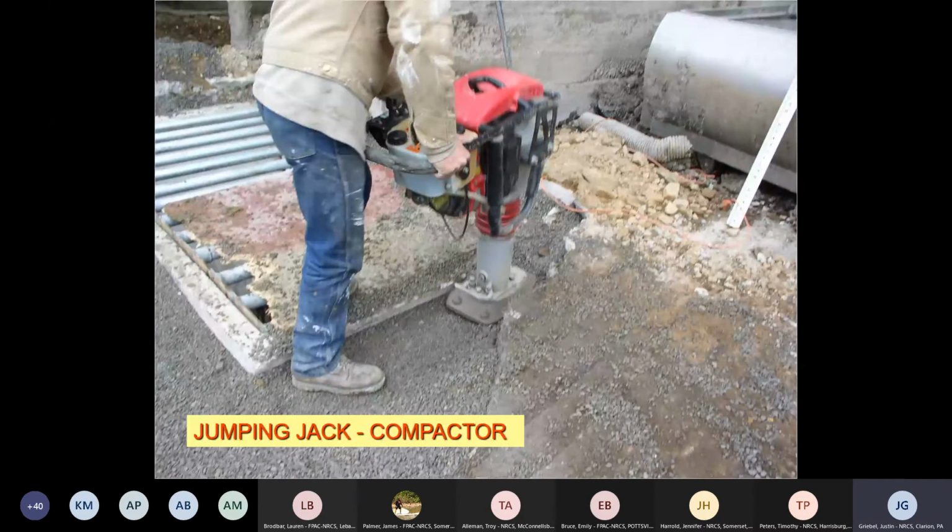This is called a jumping jack. This is what you'd use in close quarters for compaction. I normally don't want to go more than 6 inches of a lift at a time with these jumping jacks, but they work really well for getting compaction in tight areas.